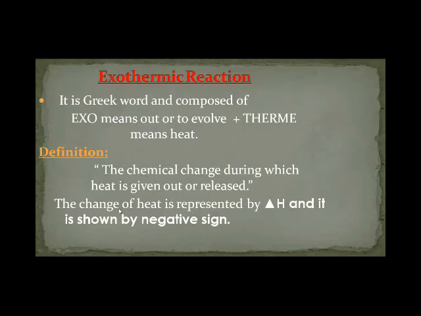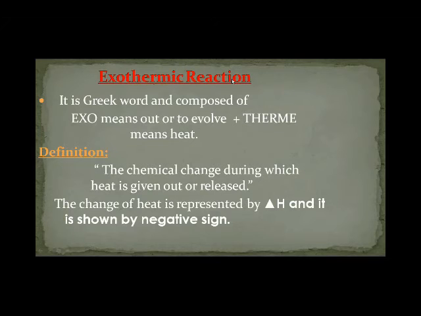What is the proper definition of exothermic? A chemical change during which heat is given out or released. A chemical change means a chemical reaction is occurring, and in that reaction heat is given out or released. So what is heat? Heat is a form of energy which is transferred from one body to another due to a difference in temperature.